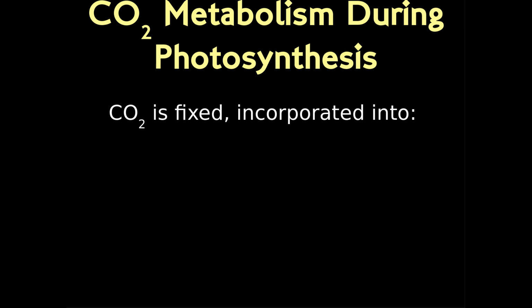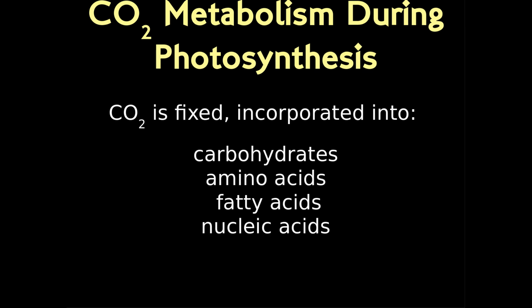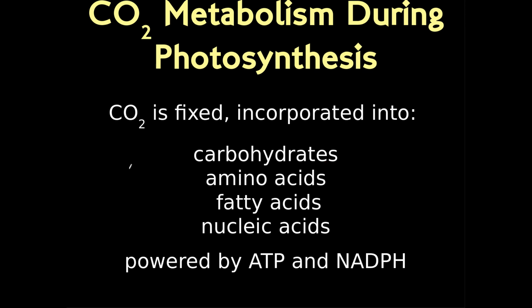So, in the case of what is essentially happening here, CO2 is being fixed. And it's going to be incorporated into organic molecules. Eventually, it's going to be incorporated into everything from carbohydrates, amino acids, fatty acids, and nucleic acids. But the very initial thing that it's going to be incorporated into is carbohydrates. And all of this is going to be powered by the ATP and the NADPH that we created during the photosynthesis electron transport chain, or during photophosphorylation. So, let's talk in general how this is working.